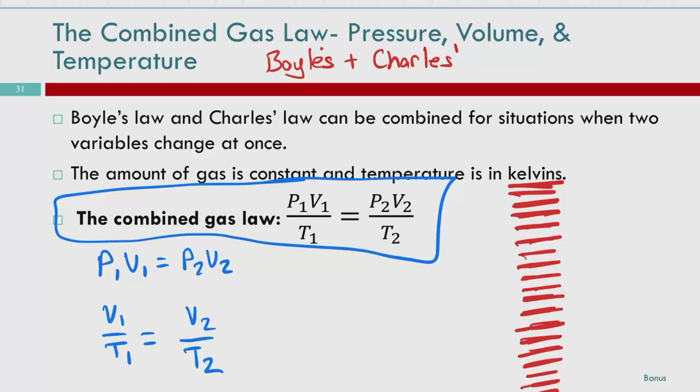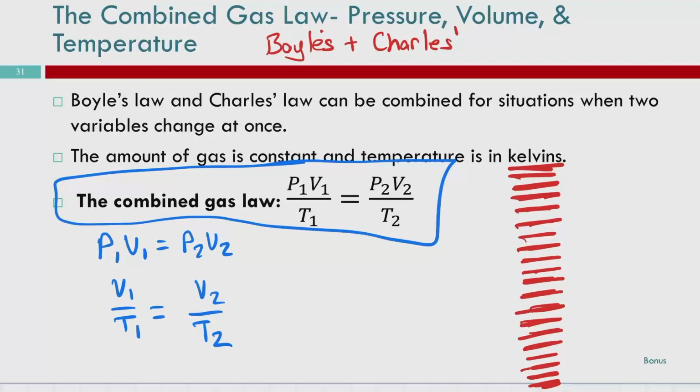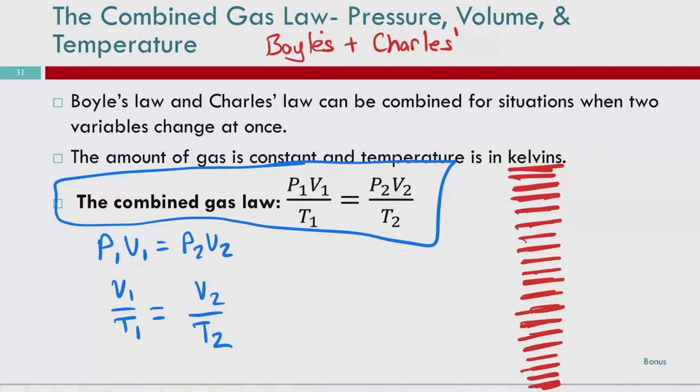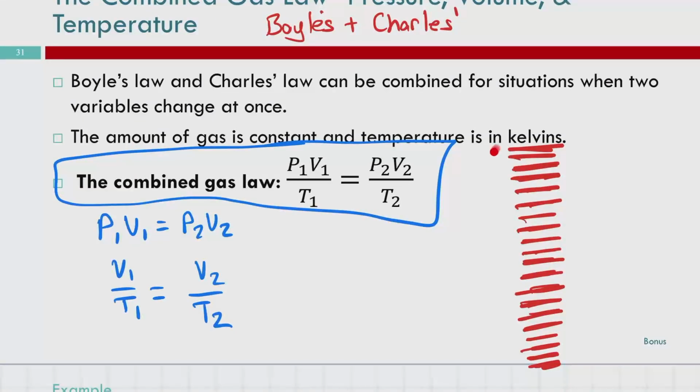So, the combined gas law is a combination of Boyle's law and Charles' law. Boyle's law is P1 V1 equals P2 V2. Charles' law is V1 over T1 equals V2 over T2. And if you combine them, then you get the combined gas law. Ta-da! And remember that when we're doing anything with gases, our temperature has to be in kelvins. This is somewhat important.